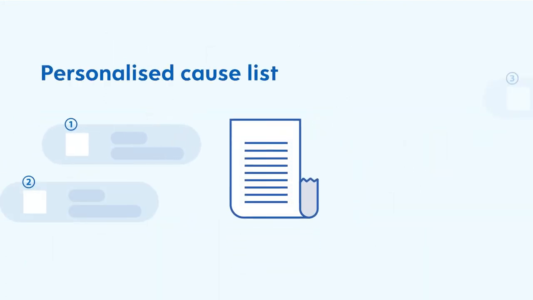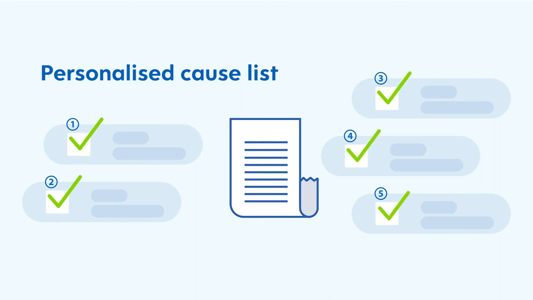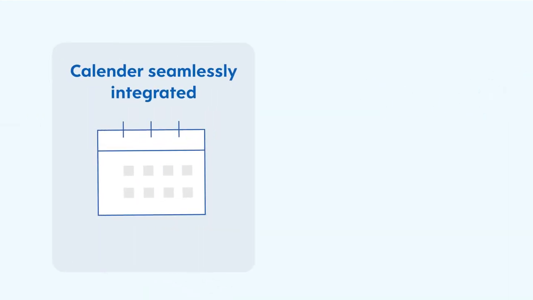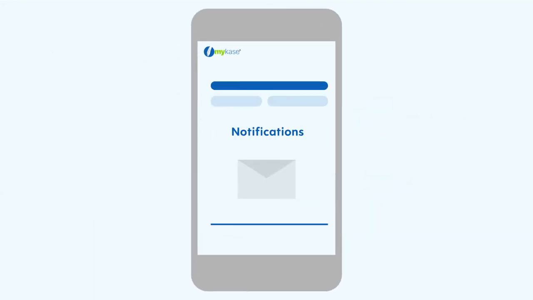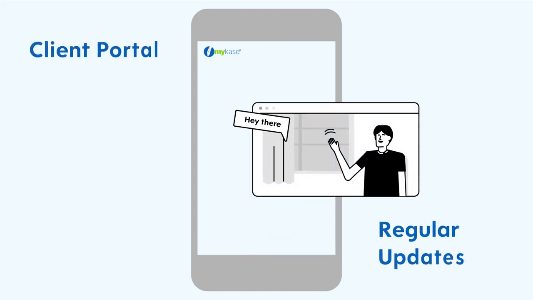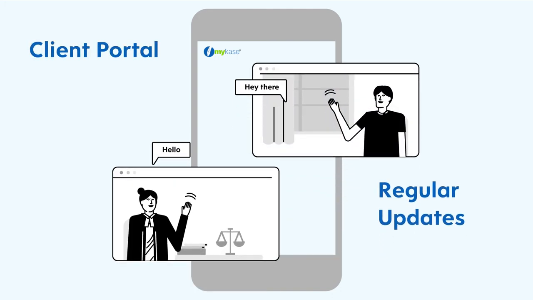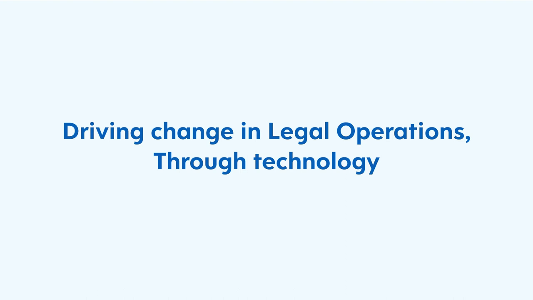Your personalized cause list ensures you have a ready list of matters. The calendar is seamlessly integrated with your Outlook and Google accounts. myKase provides your clients access through a unique client portal to get regular updates on their cases 24/7. Your one-stop solution partner for all your legal needs, myKase.